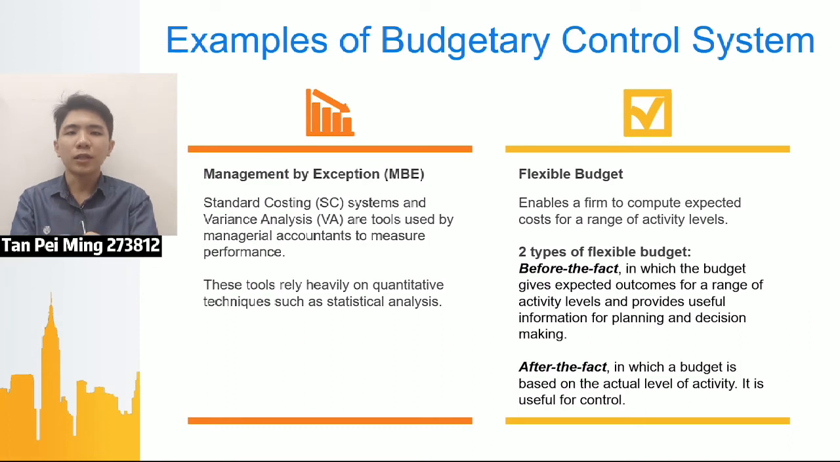Another example would be the flexible budget. It enables the firm to compute expected costs for a range of activity levels. Those expected costs are then compared with the actual costs in order to assess performance. Flexible budgeting is the key to providing the frequent feedback that managers need to exercise control and effectively carry out the plans of an organization.